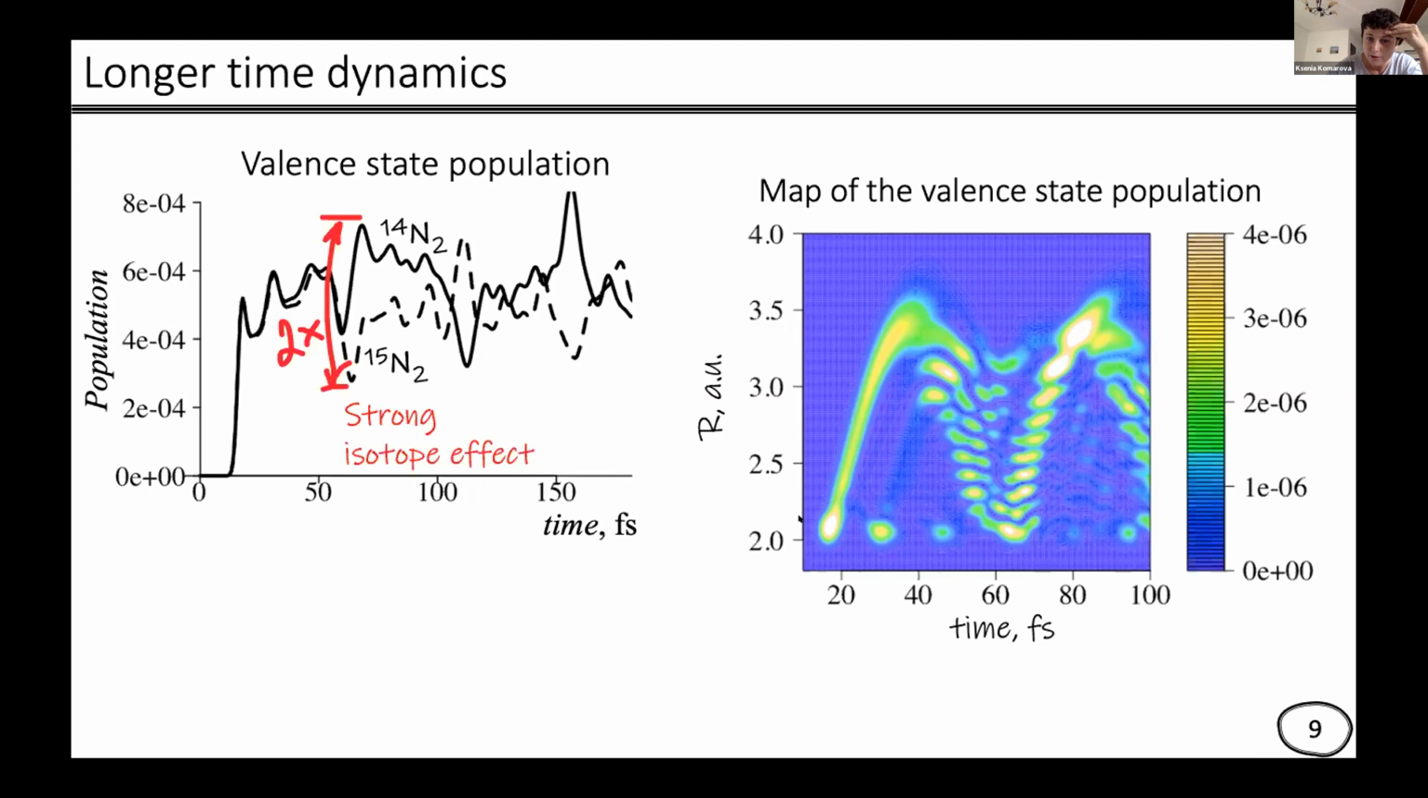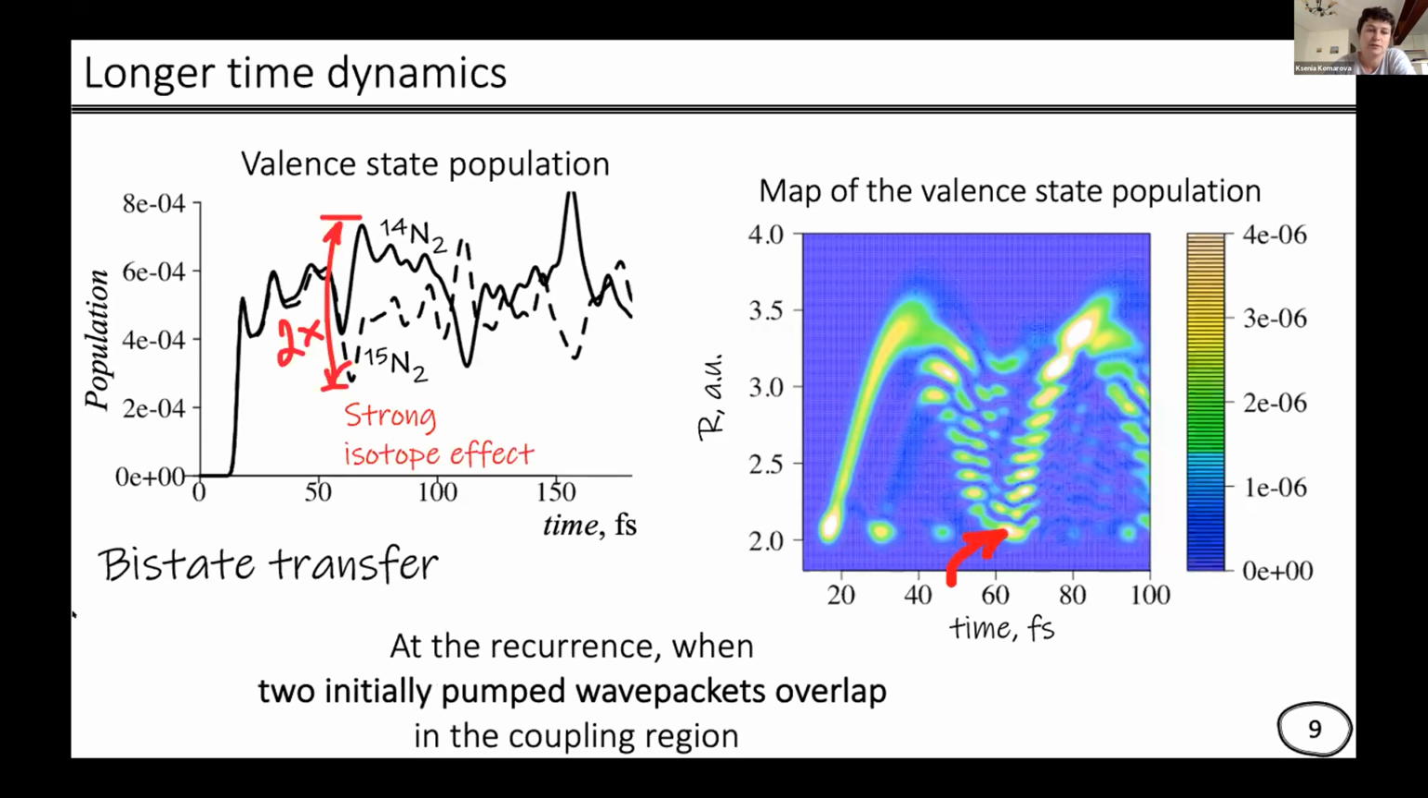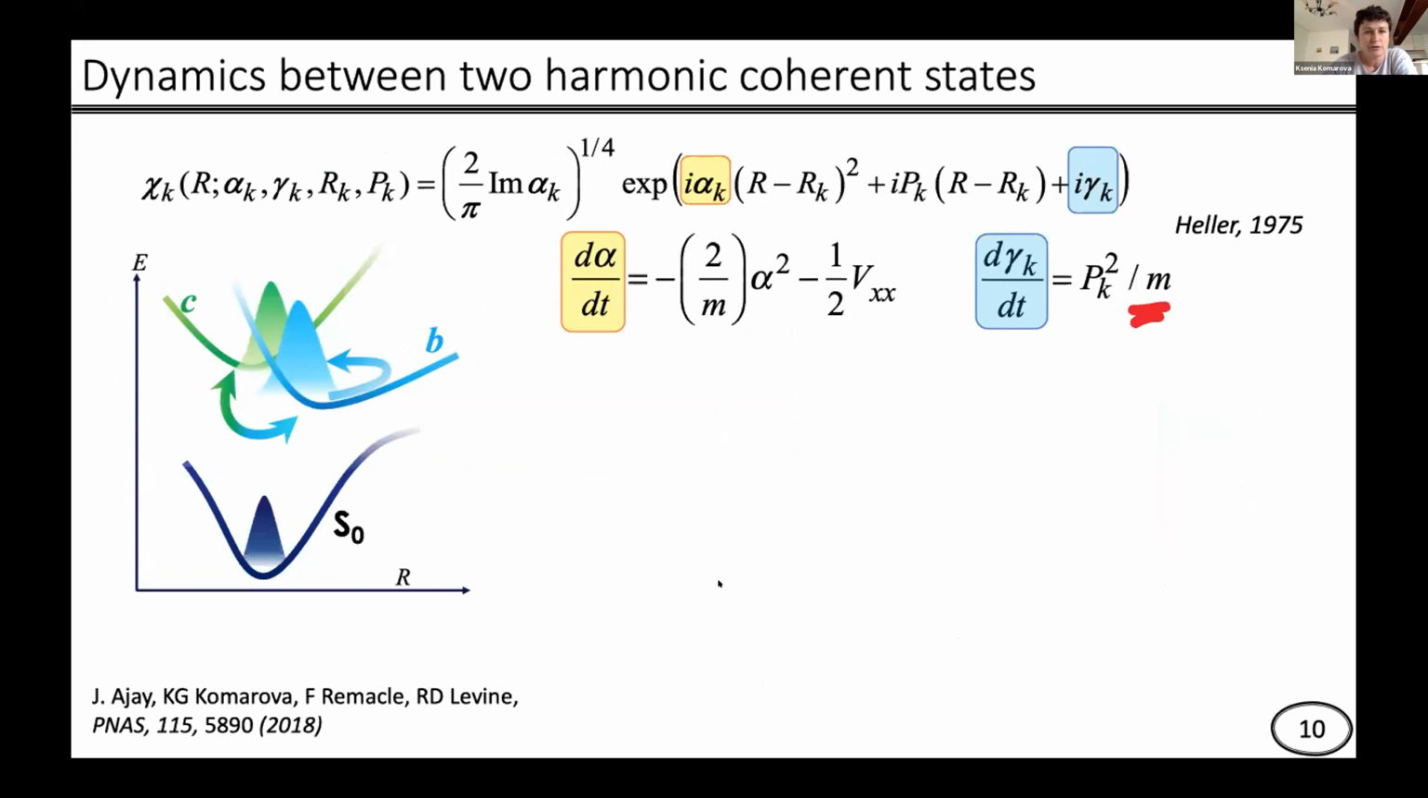So we create the population in the Franck-Condon region at about 2 atomic units. Then it goes to the outer turning point at about 3.5. Meanwhile, we have these newborn wave packets that we just talked about, at this coupling region that is close to Franck-Condon. But then around 60, the wave packet that was initially pumped by the pulse comes back to the coupling region. So it overlaps with the Rydberg state wave packet. And it is this two-state transfer that we talked about, where the transfer depends on the overlap of the two wave packets.